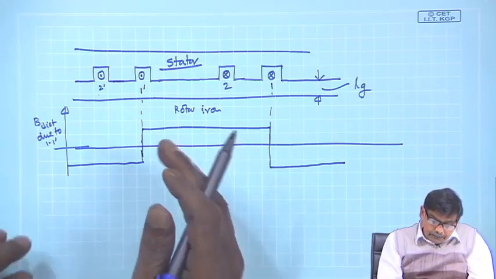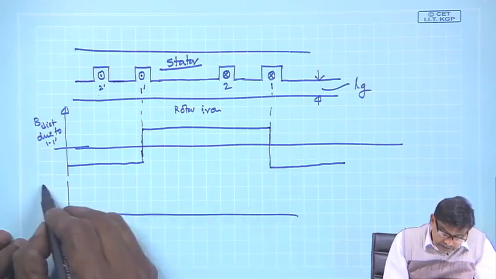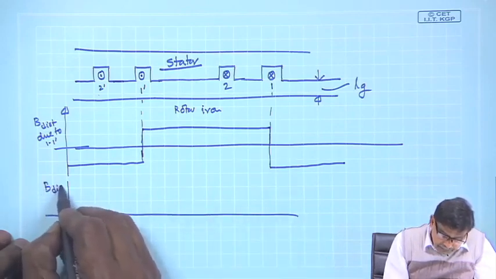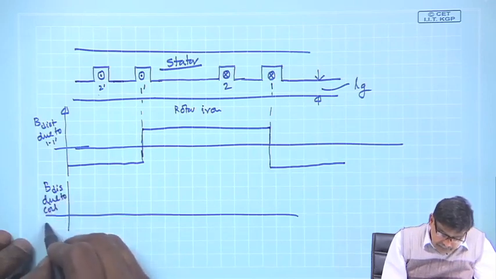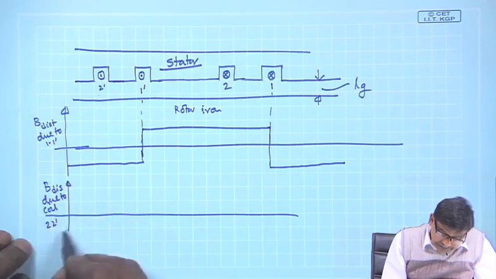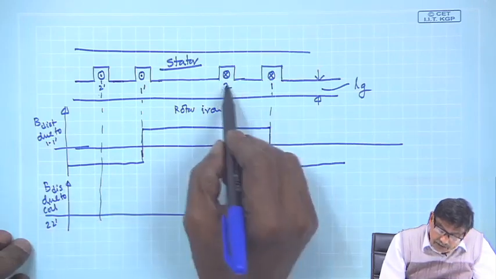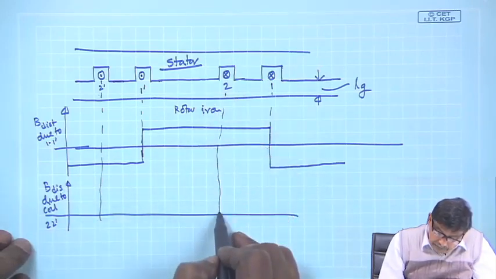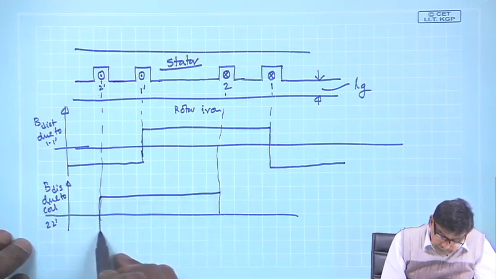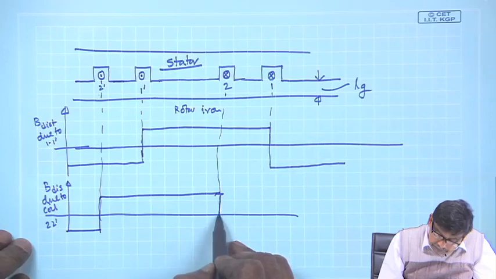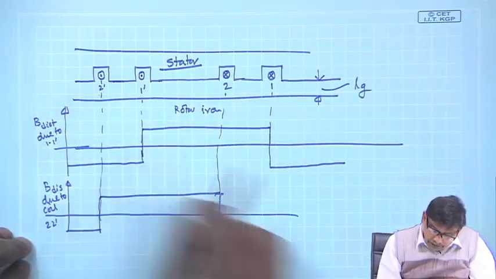What will be the B distribution due to coil 2 2 dashed? The B distribution due to coil 2 2 dashed is in this graph I am sketching. It will be similar to that, because for a single coil I know how to sketch it. So, it will be like this. And these two coils are identical, with the same number of turns, so their amplitudes will also be the same.